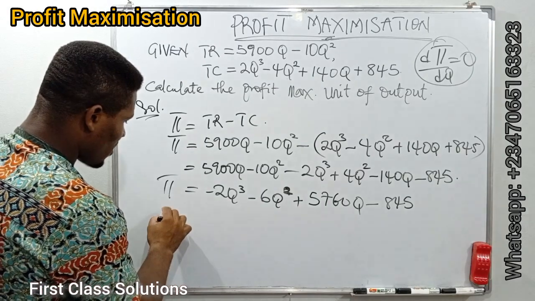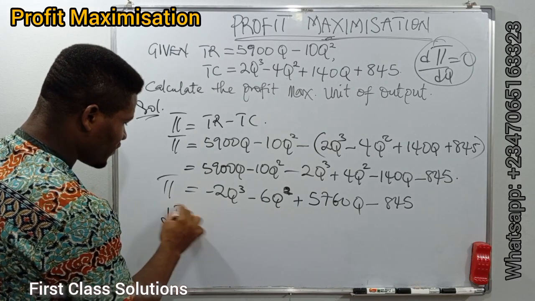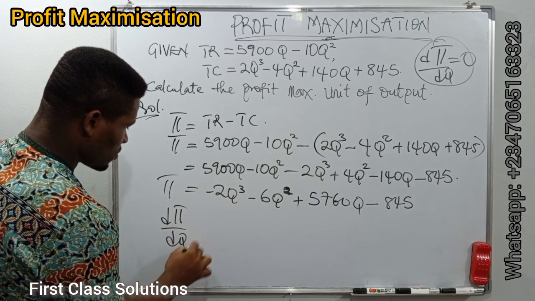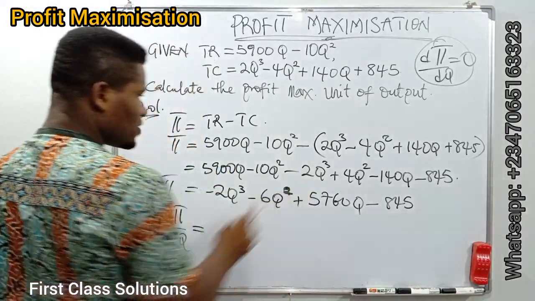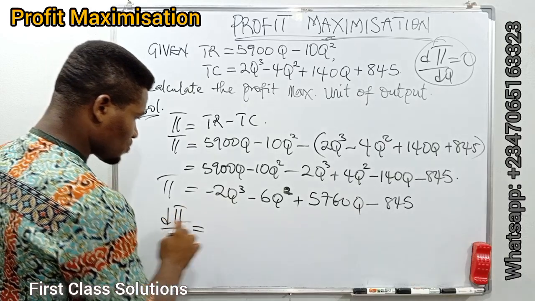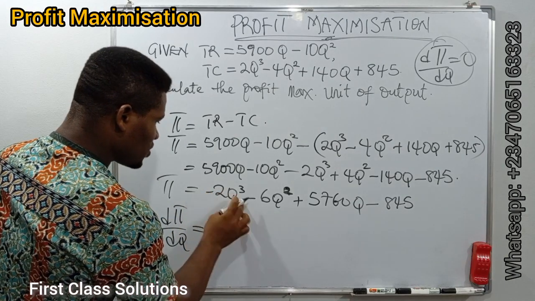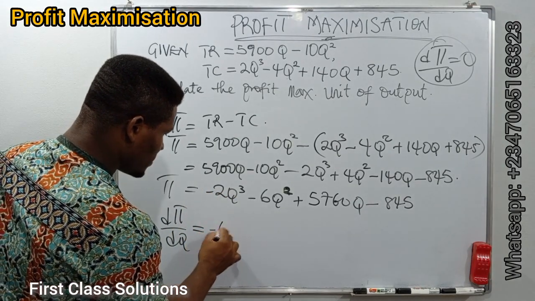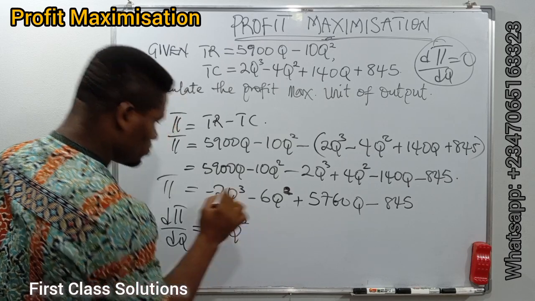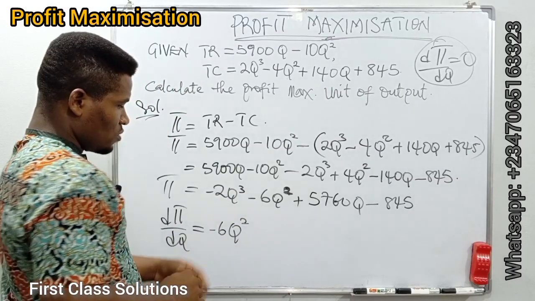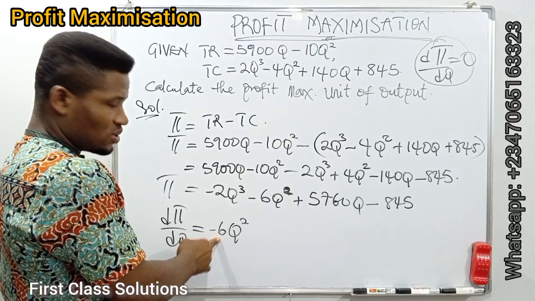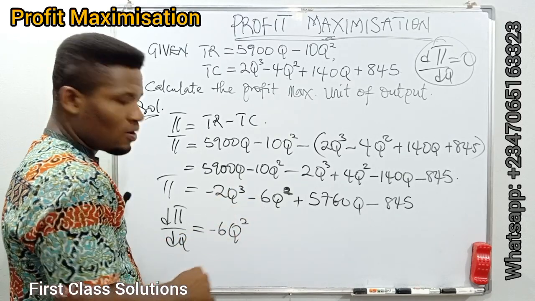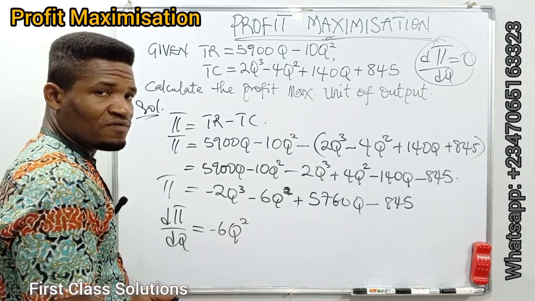From here, the derivative of profit with respect to Q will be taking the first derivative of all these. For the first one, we have minus 6Q raised to power 2. Remember how it was obtained? We have 3 times 2 gives us 6, then subtract 1 from the power, you have 2. That's the rule of differentiation.